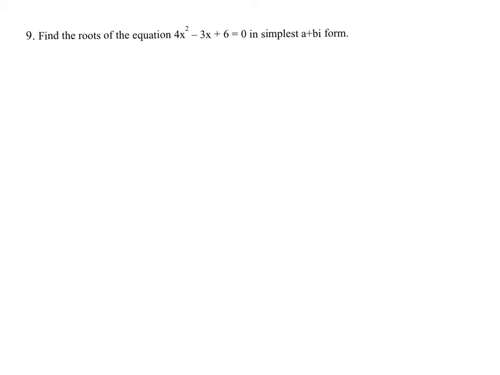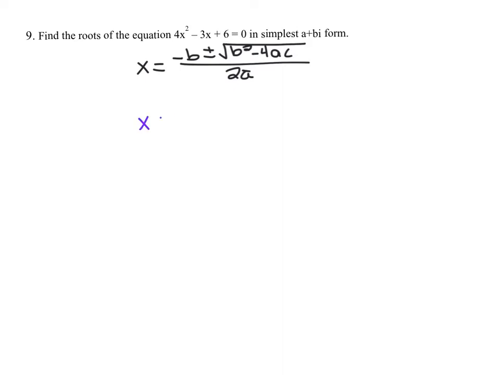In number 9, they want us to find the roots. So basically, we're solving the equation, and we're going to write our answer in simplest a plus bi form. Okay, so we have a quadratic here, right? Because our biggest exponent is an x squared. So we're going to jump right into the quadratic formula. All right, so we can see that our a is 4, our b is negative 3, and our c is 6. All right, so let's plug in the numbers here.